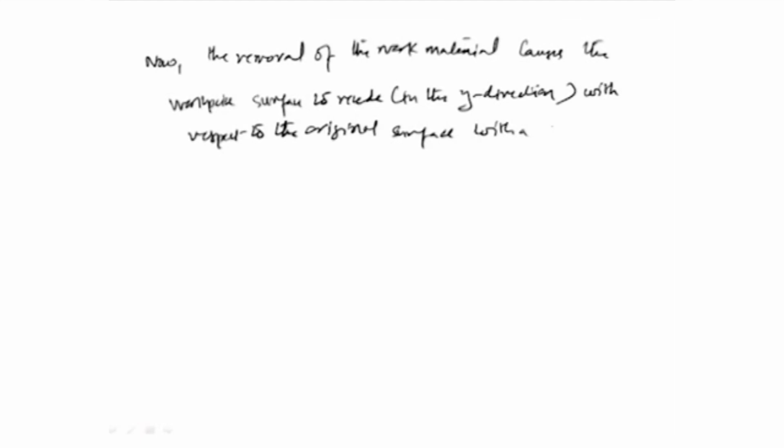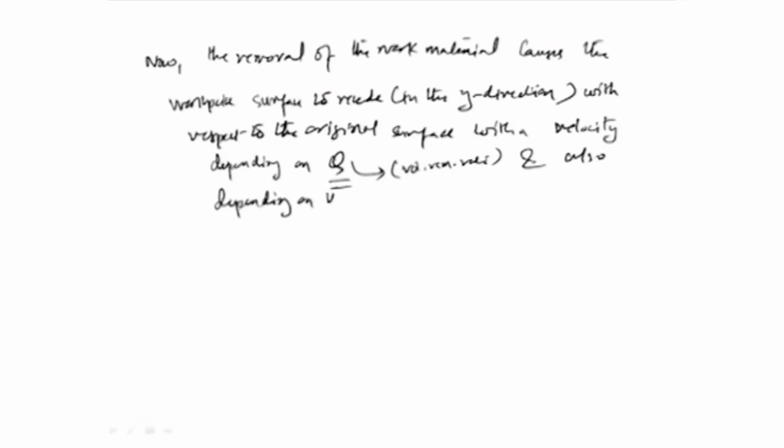With a velocity depending on Q, the volume removal rate, and also depending on the interfacial area of both electrodes. So, obviously, if we consider a one dimensional motion, the volume removal rate per unit area of interface of the electrode would mean nothing but the velocity of recession of the surface because of the dissolution.